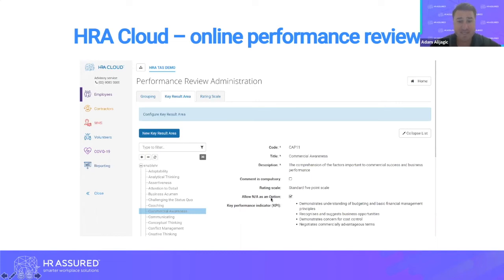And then the key performance indicators, your KPIs: what the employee needs to be doing to be good at commercial awareness. They need to demonstrate understanding of budgeting and basic financial management principles, recognize and suggest business opportunities, demonstrate concern for cost control, and negotiate commercially advantageous terms. That is how a KRA is set up inside our system, and you would then assign the KRAs that are relevant to the role. If a role needs commercial awareness, you assign that KRA to the role for their performance review.